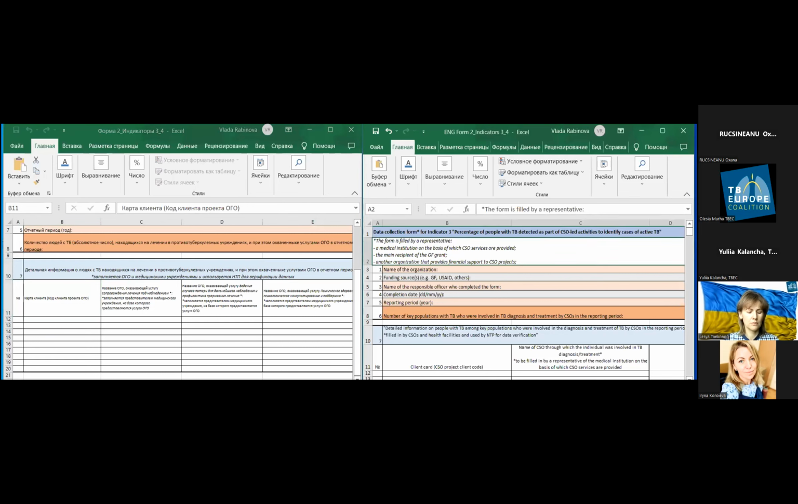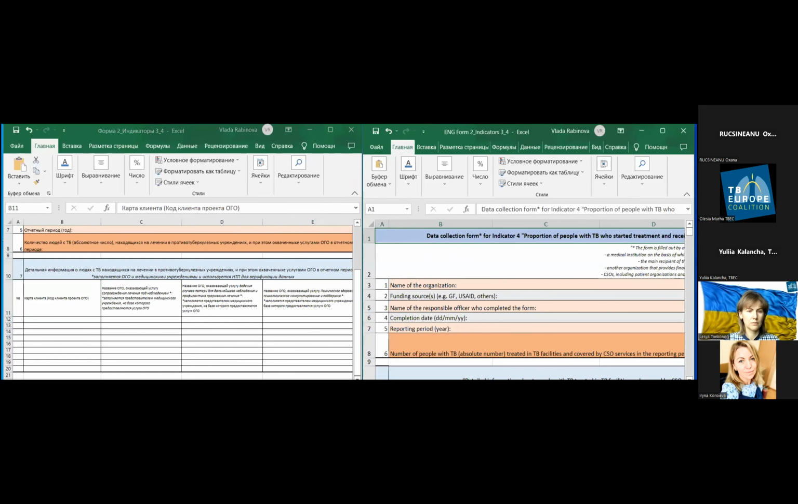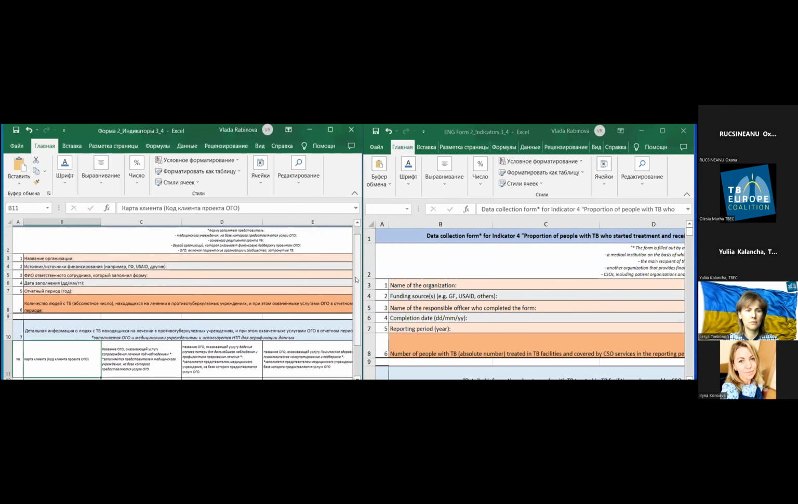And also, as you remember, the form is supposed to be filled in by representatives of the healthcare facilities where the services are provided, while CSOs, patient organizations, and affected communities provide these services. It is also quite straightforward.